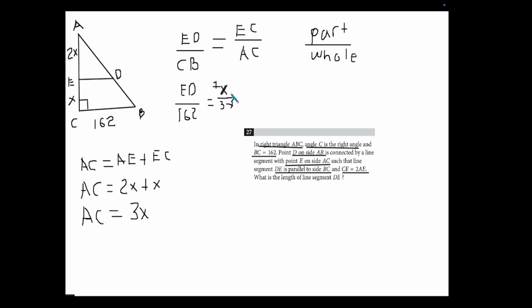And now we have to simplify this right side of our equation. And we know there's an invisible 1 in front of our x. So we're going to cancel out our x. So we're going to have ED over 162 is equal to 1/3.